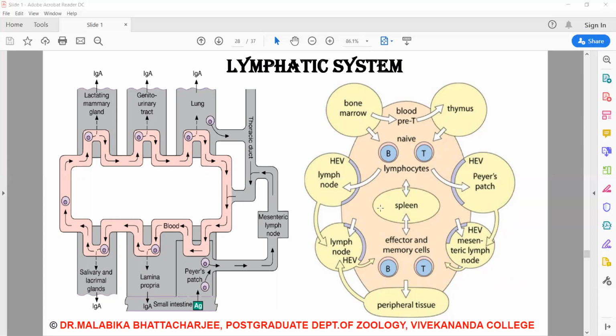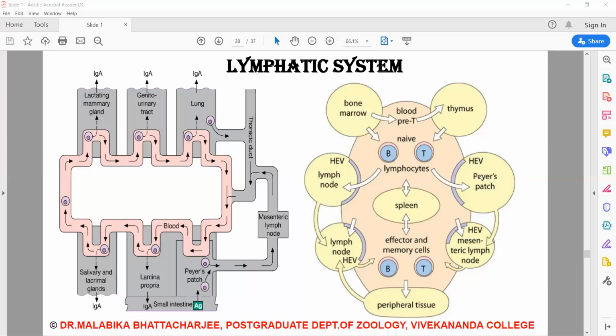So if you look at this particular structure, you can see that the broader blotch, the cream color blotch, is the blood. And you can see the small yellow circles. These are basically the different lymphoid tissues. Now let's see the movement in and out. From bone marrow and thymus, the lymphocytes move out into the blood. From the blood, they can move out into the lymph nodes. They move into the lymph nodes.